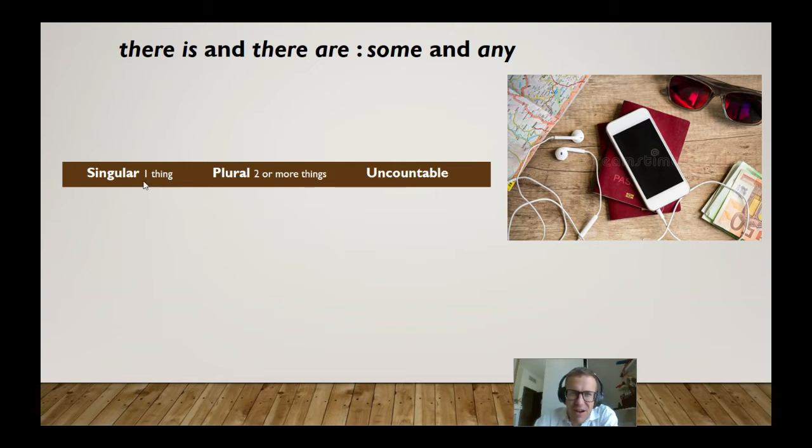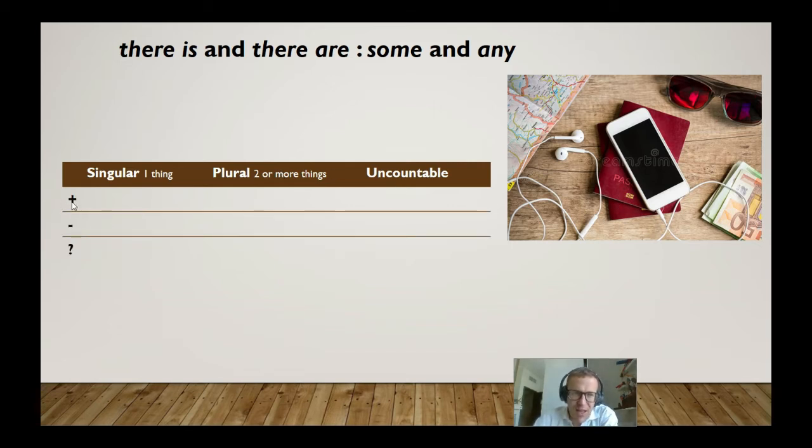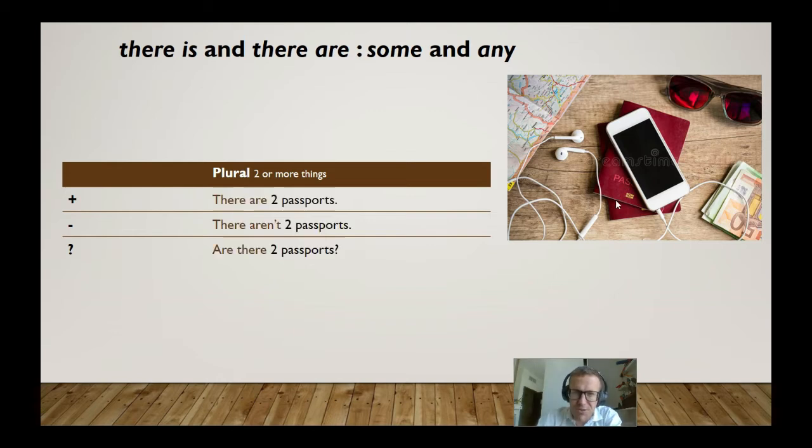So let's look at there is and there are. So we have singular, the phone, plural, the passports, uncountable, money. In positive, negative, question, there is a phone. There isn't a phone. Is there a phone? So notice that we swap the is and the there around for the question. Plural, let's use the passports. There are 2 passports. There aren't 2 passports. Are there 2 passports? For plural, there are. And again, for the questions, we swap them round.